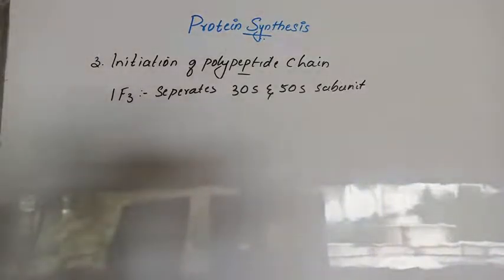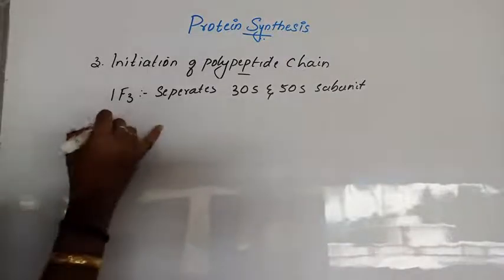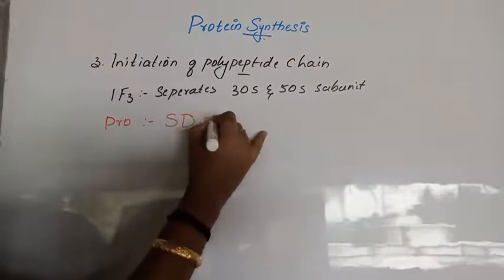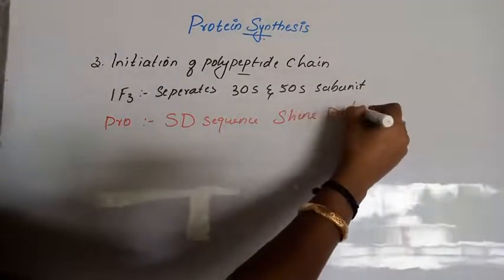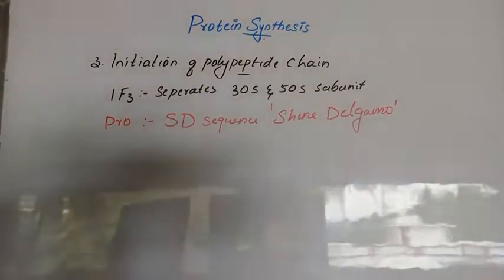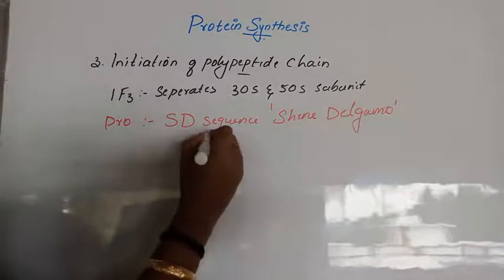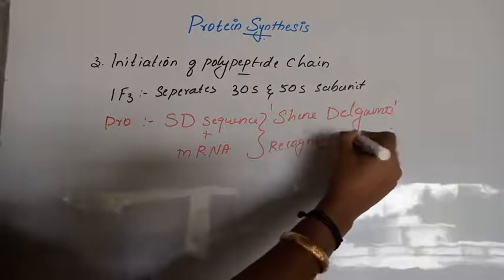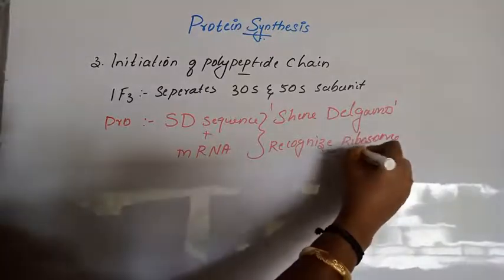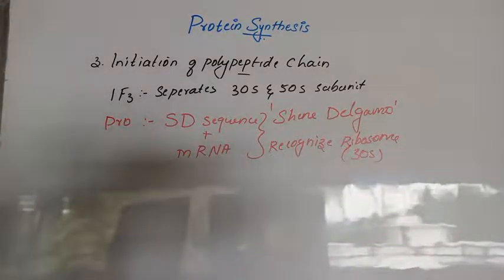Then in prokaryotes, with the help of the SD sequence, what is called the SD sequence? Shine-Dalgarno sequence. In case of prokaryotes, the Shine-Dalgarno sequence and mRNA recognize the small subunit of the ribosome. So who will recognize the small subunit? The Shine-Dalgarno sequence plus the mRNA molecule jointly recognize the ribosome, that is the small subunit, 30S.